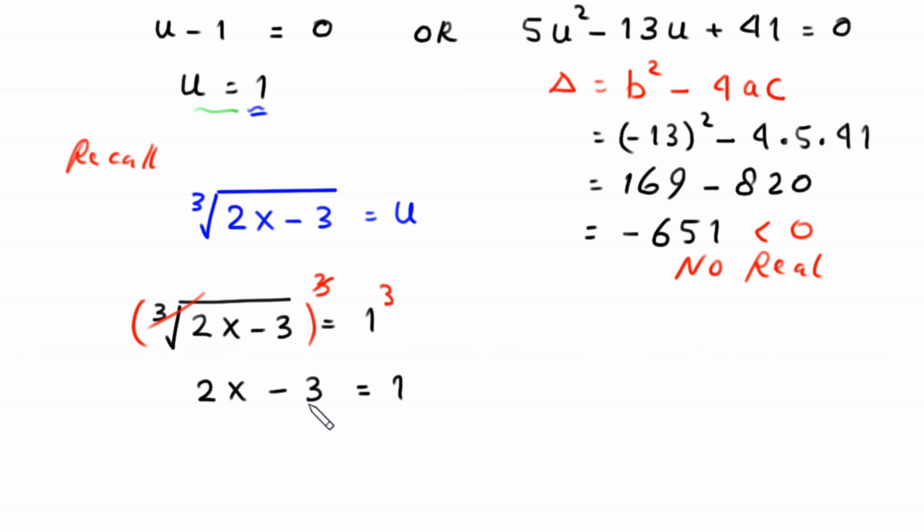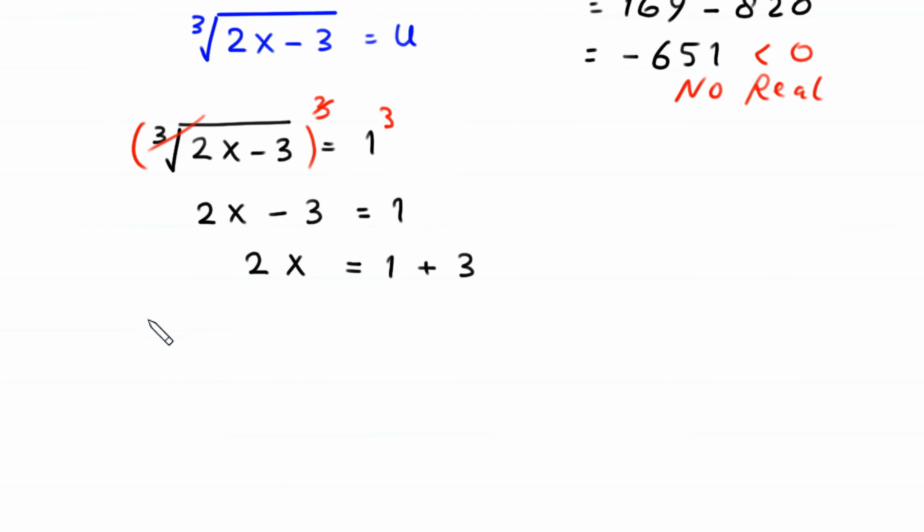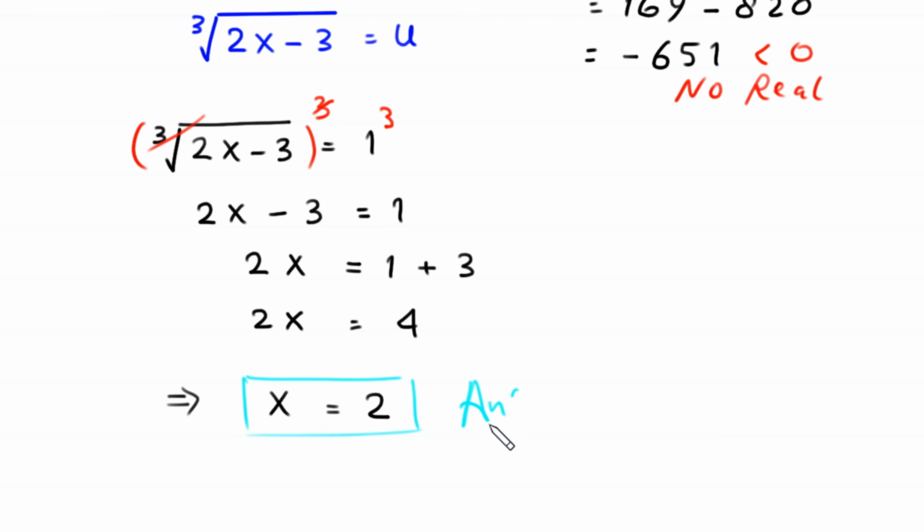Move this negative 3 to the right hand side, this will become 2 times x equal to 1 plus 3. Further simplify, this will become 2 times x equal to 4, and if we divide both sides by 2, this implies that x is equal to 2. This is the final value of x. This is the final answer of this problem.